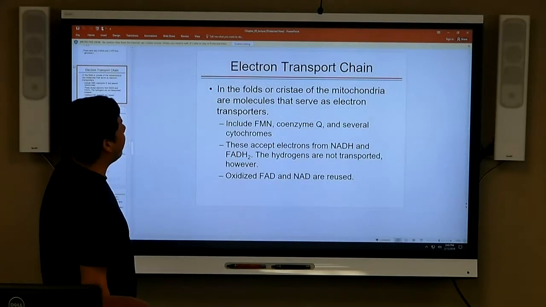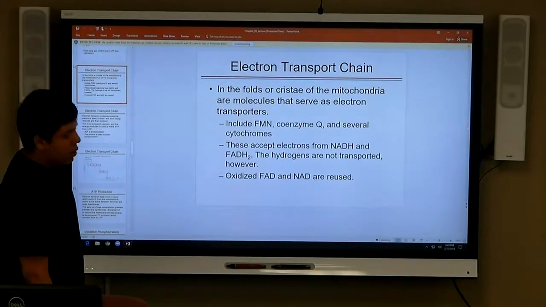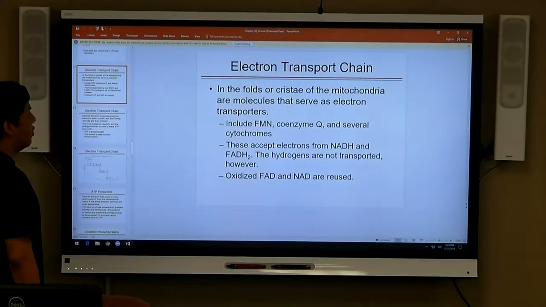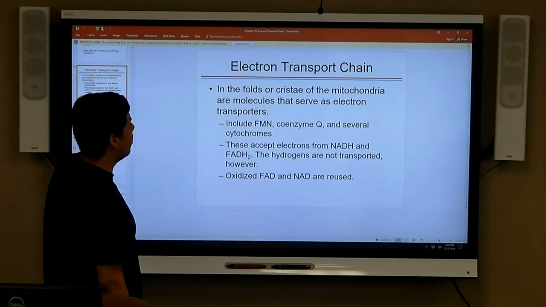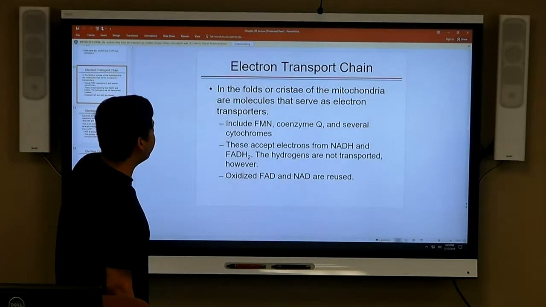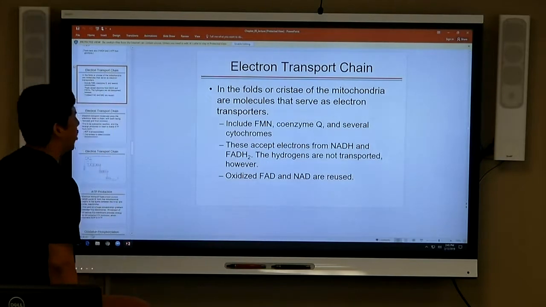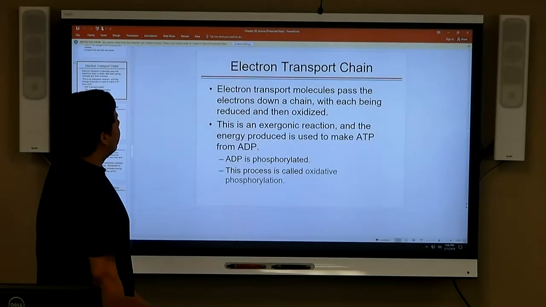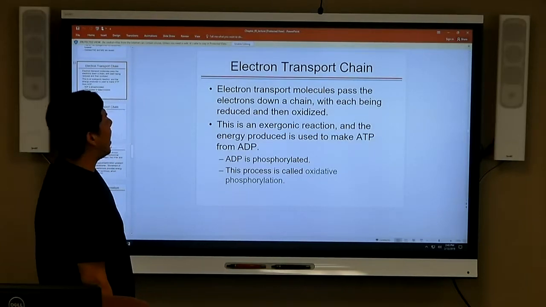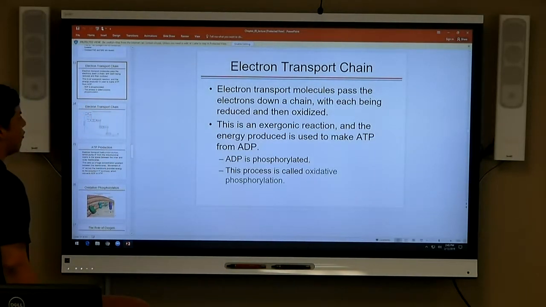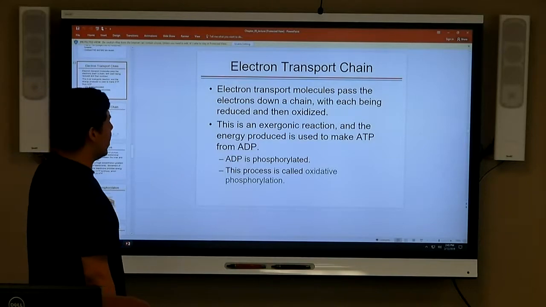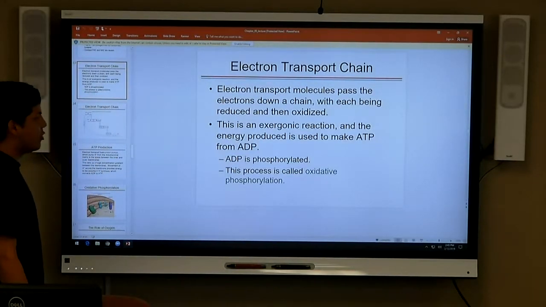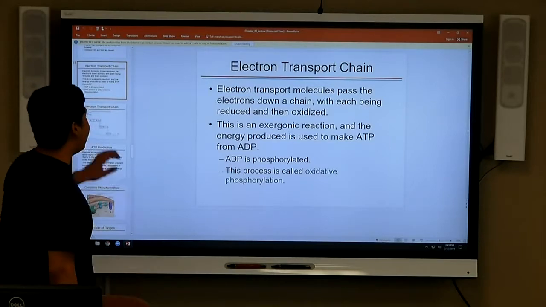Electron transport chain. In the folds or cristae of the mitochondria are molecules that serve as electron transporters. Electron transport molecules pass the electrons down the chain, with each being reduced and then oxidized. This is an exergonic reaction, and the energy produced is used to make ATP from ADP.